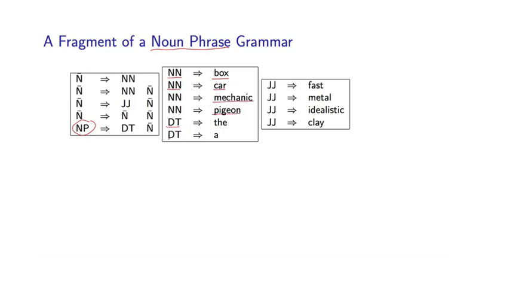We have two words for determiners. DT can rewrite as the, or a. And then I have a few adjectives over here: fast, metal, idealistic, clay. And we have JJ, this adjective symbol, rewriting as each of those words.